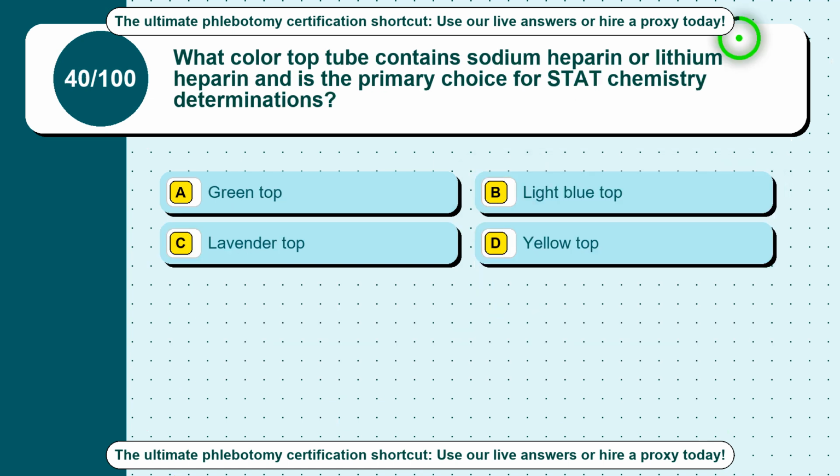Question 40. What color top tube contains sodium heparin or lithium heparin and is the primary choice for stat chemistry determinations? Option A, green top. Option B, light blue top. Option C, lavender top.